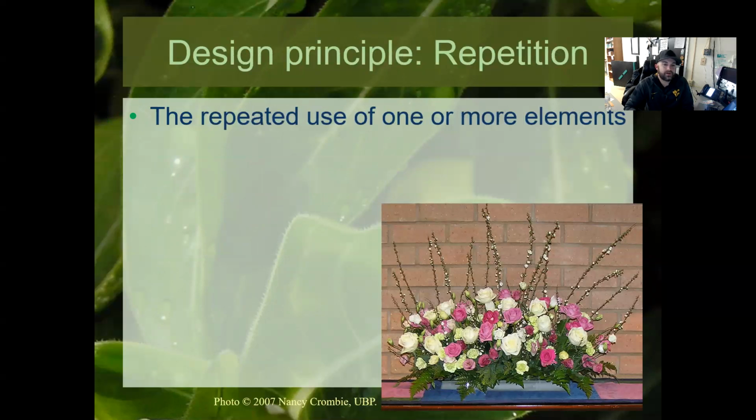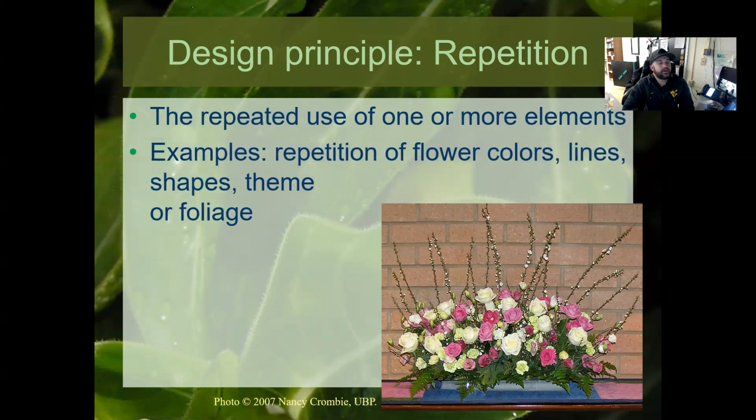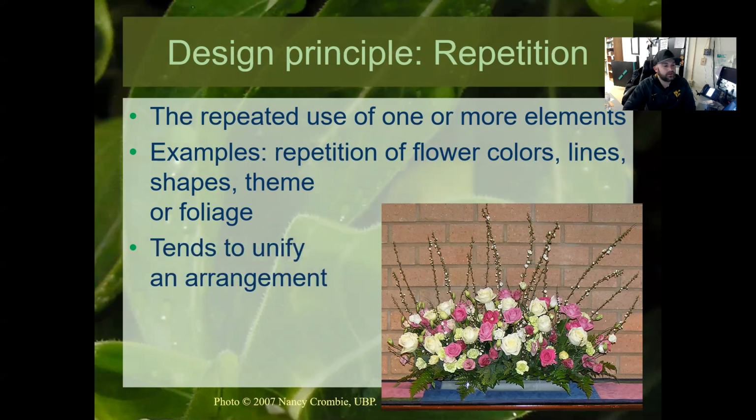Repetition, the repeated use of one or more elements. Examples, repetition of flower colors, lines, shapes, theme, or foliage, and it tends to unify an arrangement. If you take a look at the image down here on the right, you'll see a lot of similar colors coming in here, with the whites, the semi-whites, you have pink flowers in there and some fuchsia flowers, and then you have your elements coming out of the top.